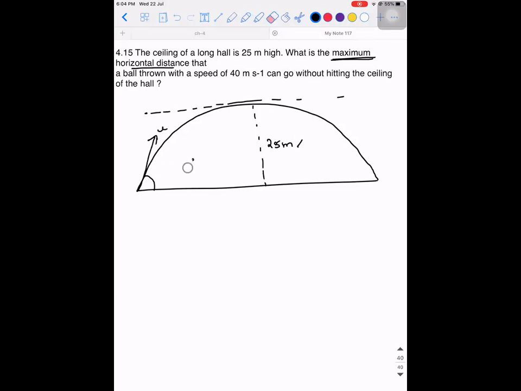Just because they ask the question as maximum horizontal distance. Let's see how to solve this in the next class. And in the next 2 classes, I'll complete this chapter.